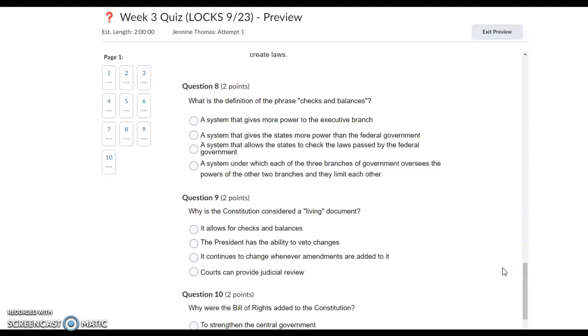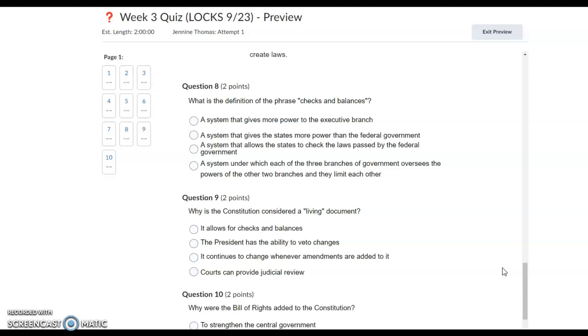Question number 8. What is the definition of the phrase checks and balances? A, a system that gives more power to the executive branch. B, a system that gives the states more power than the federal government. C, a system that allows the states to check the laws passed by federal government. Or D, a system under which each of the 3 branches of government oversees the powers of the other 2 branches and they limit each other.